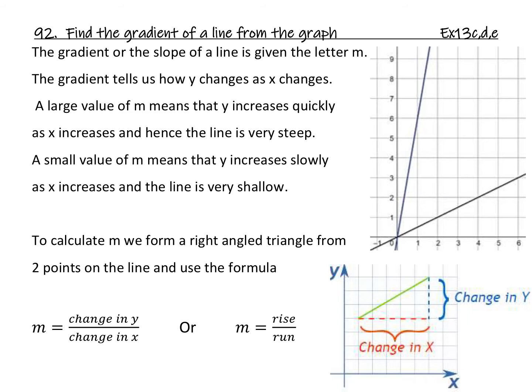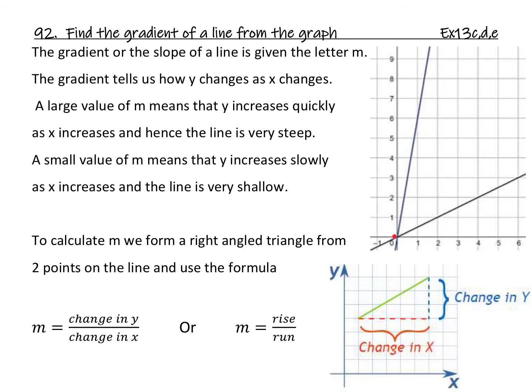The gradient, or the slope of a line, is given the letter m. The gradient tells us how y changes as x changes. So if we take this black line, it has a slope, a gradient, how steep it is. If we look at how x changes by 1, y changes by a half. And that pattern gives it its steepness. We call that steepness its gradient, m.